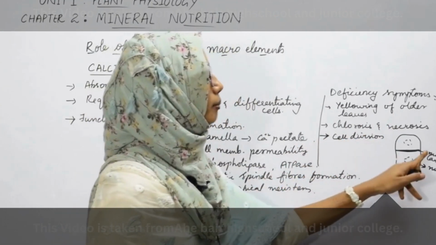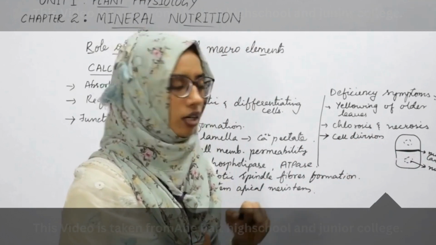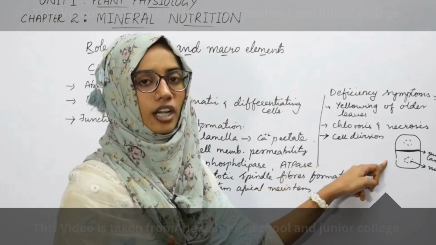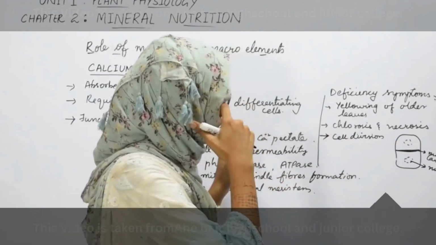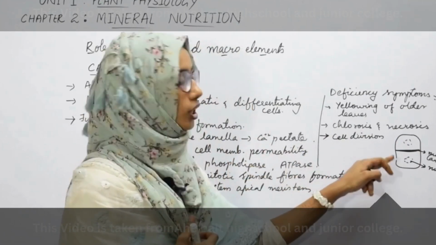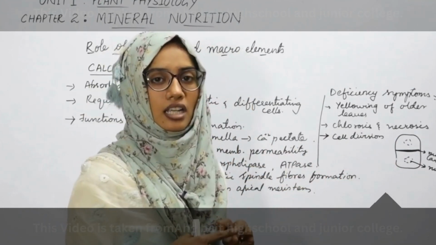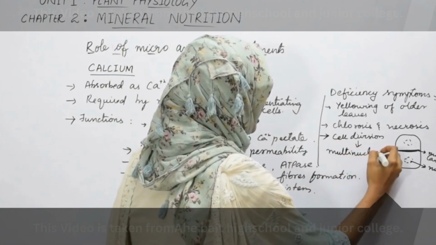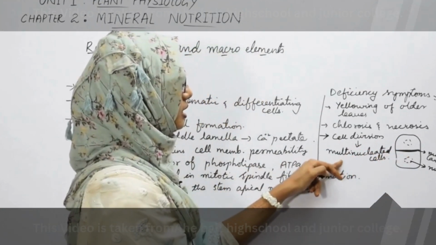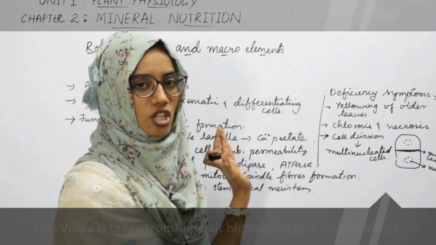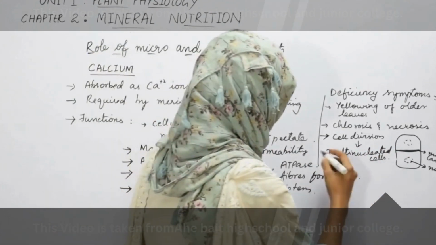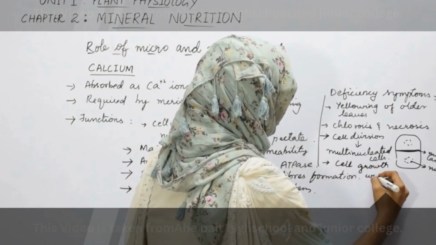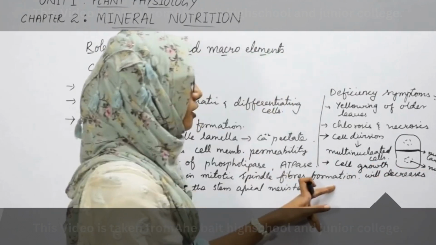In the condition where the middle lamella synthesis is not completed, cytokinesis stops, but nuclear division will remain continuous. That means the nucleus divides continuously and it results in the formation of a multinucleated cell. Multinucleated cells are formed due to the deficiency of the element calcium. If calcium is not present in the plant body, then cell growth will decrease or stop.